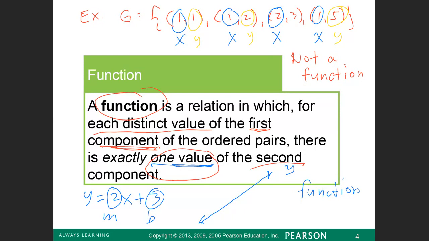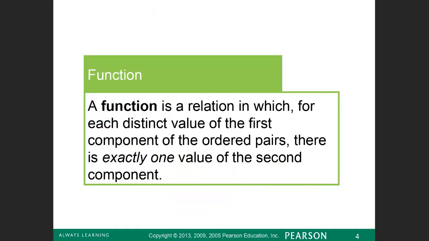Another way to work out whether this is a function or not is to apply the vertical line test. That would be easy. If I apply the vertical line test, I just put a vertical line and I have only one intersection. That means it's a function. Okay, let's try another example.